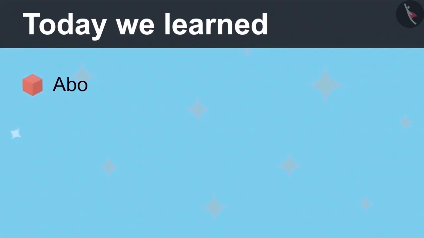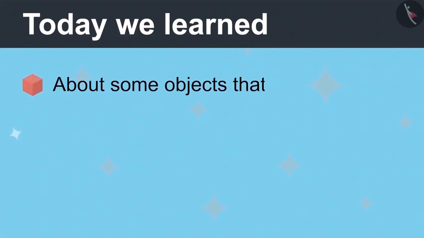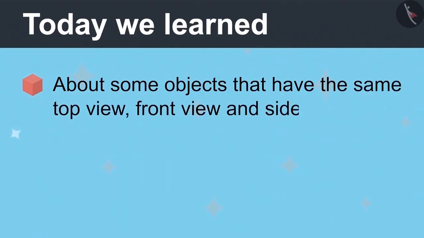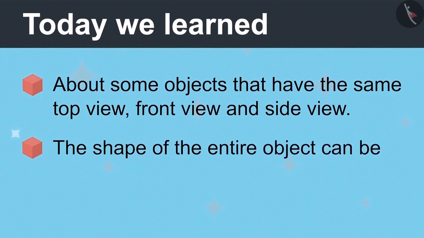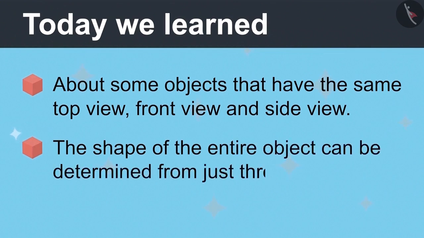Neha and Vandana have now understood that there are some objects that look the same from all sides. That's why the top view, front view and the side view of those objects are the same. And the shape of the entire object can be determined from just three views.